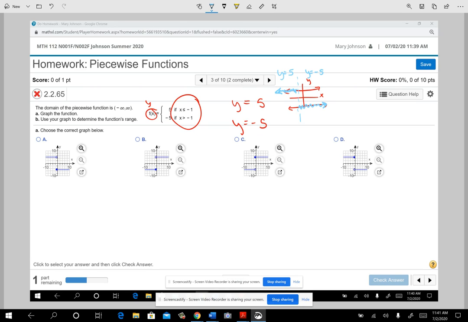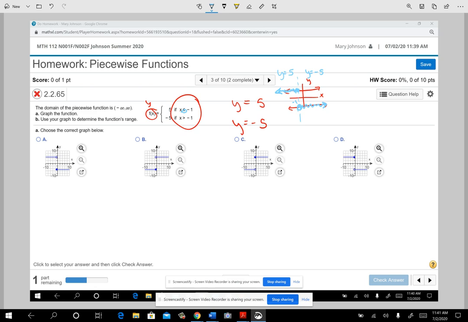Now, the other thing you've got to consider is which one do you use when you're right at -1. When you're right at -1, you see the "or equal to" on that? That means you're going to use y equals 5. When you're at -1 right here, you're going to use y equals 5. So you put a bold dot there and an open circle on this one.